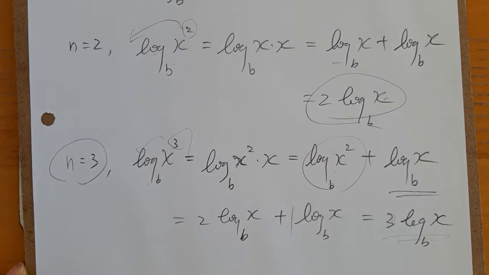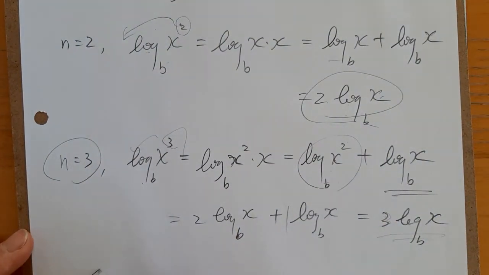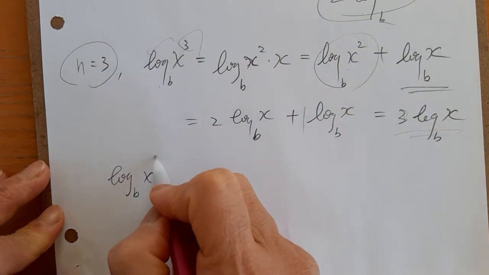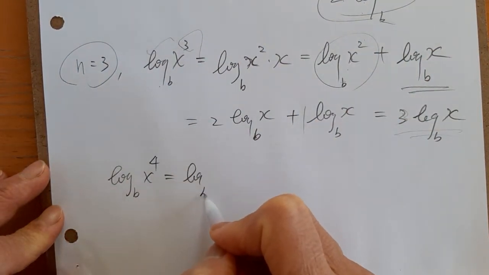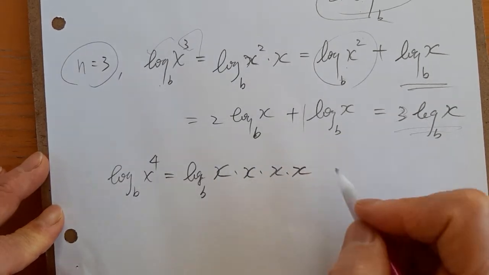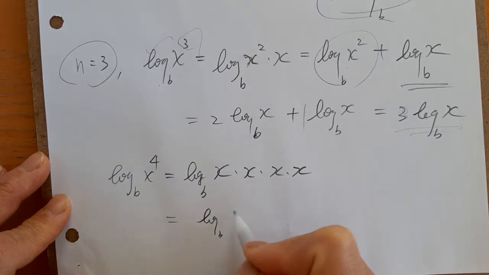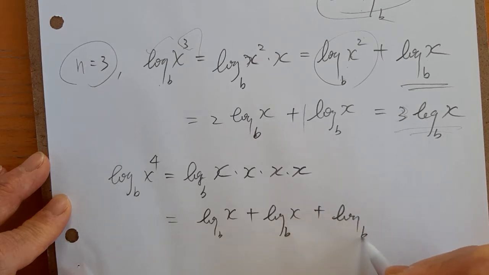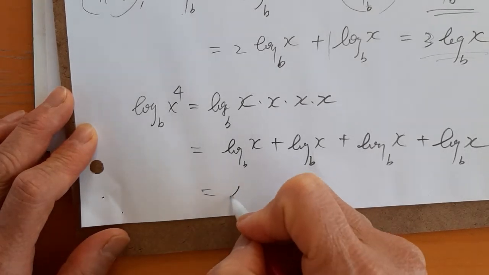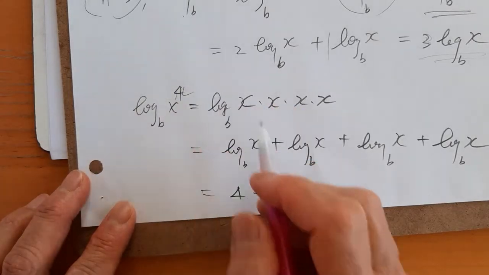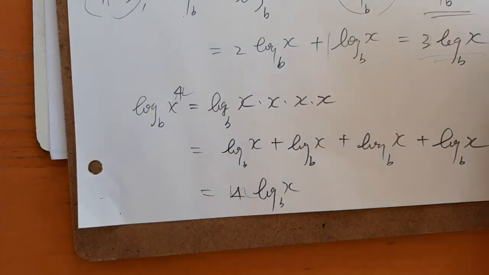And so on, you can prove. So that means log base b of x to the power 4 is log base b of x times x times x times x. And you can write it as log x plus log x plus log x plus log x. And that is equal to 4 log x. So for n, you have n log x. This is the power rule.